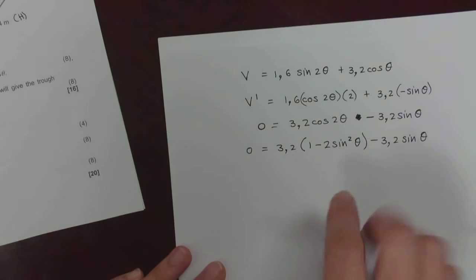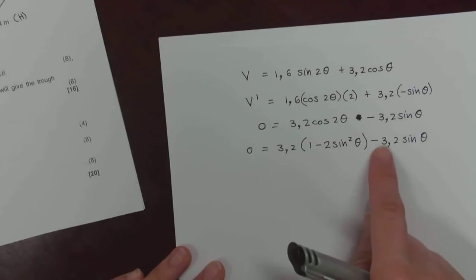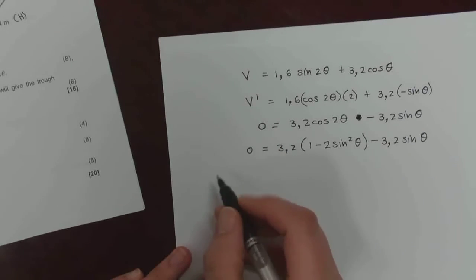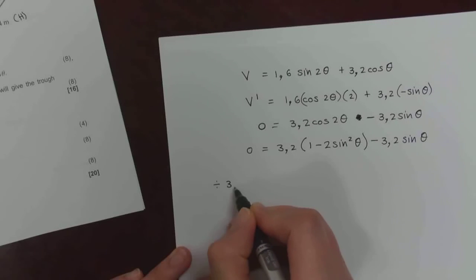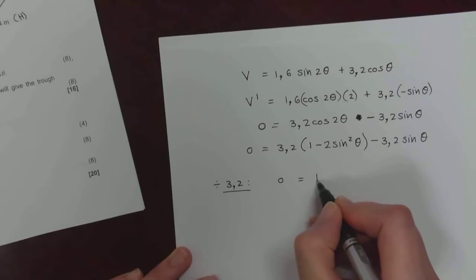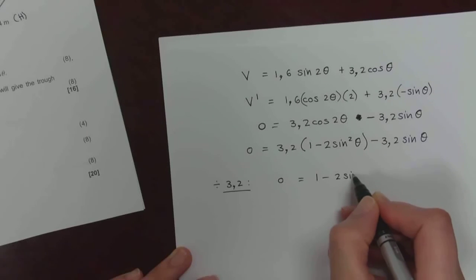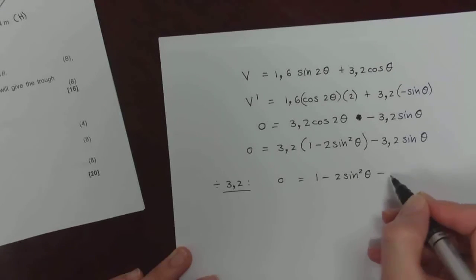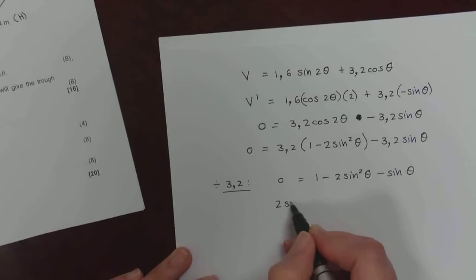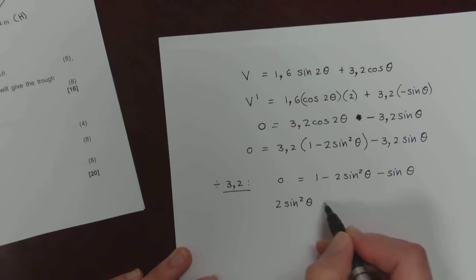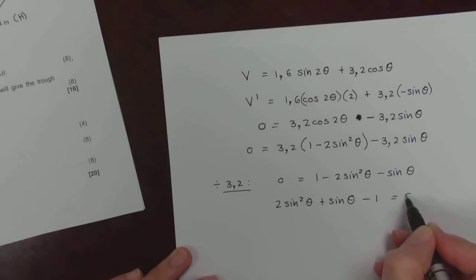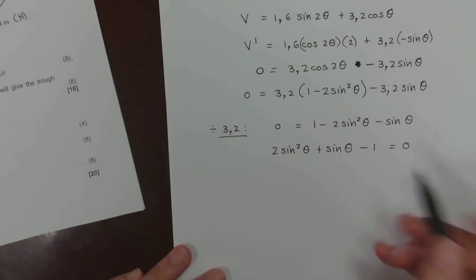Then I'm also going to go, and I don't know if you noticed, but I don't want to have these 3, 2's there. Because they're common to both of the terms, I'm going to divide it away. Make this a little bit easier to do. So I get 0 is equal to 1 minus 2 sine squared theta minus sine theta. And then I'm just going to put it in standard form, which is 2 sine squared theta plus sine theta minus 1, which then gives me a quadratic trinomial that I can factorize.